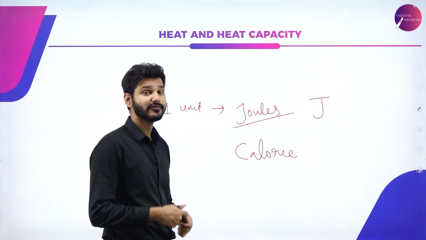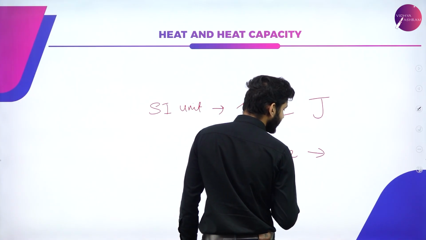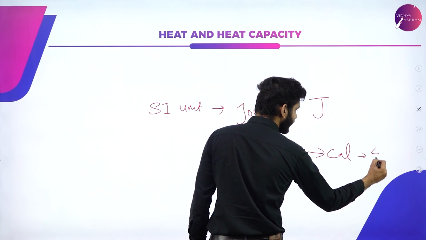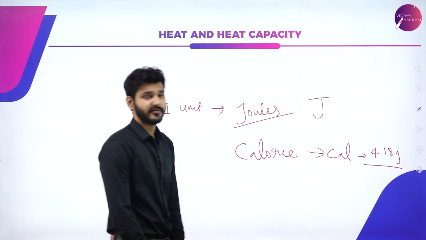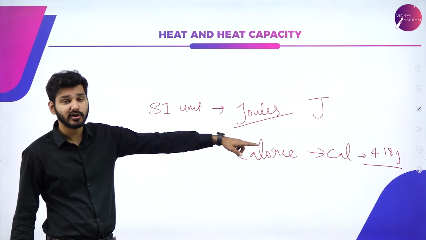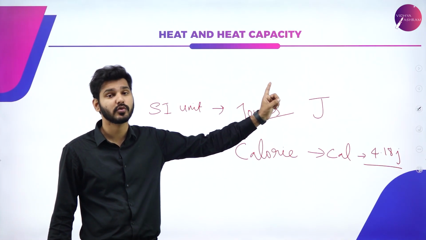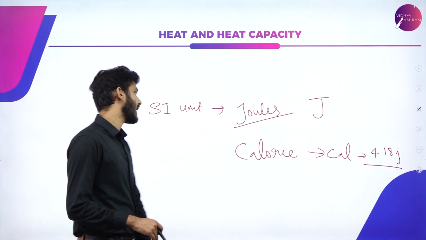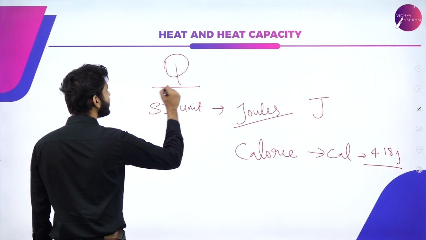And the value of 1 calorie, that is 1 cal, is actually equal to 4.18 joules. So if you ever need to convert joules into calorie, you can use this particular trick. That is 1 calorie is equal to 4.18 joules. And the last thing to be noted about heat is that it is generally indicated by the capital letter Q.